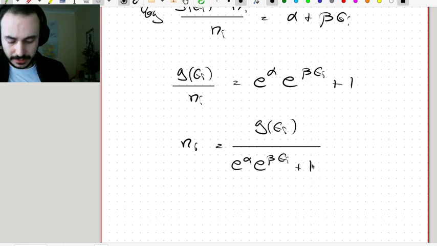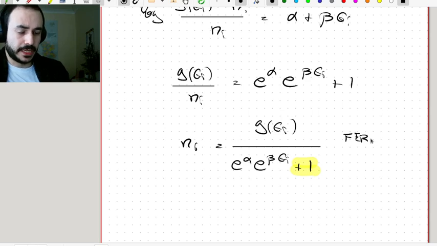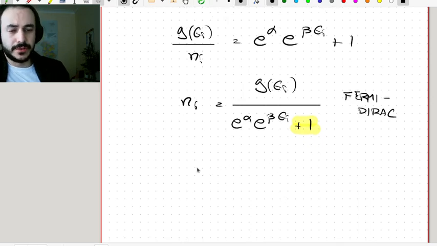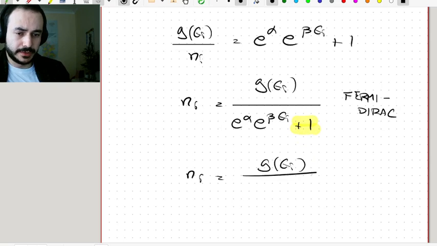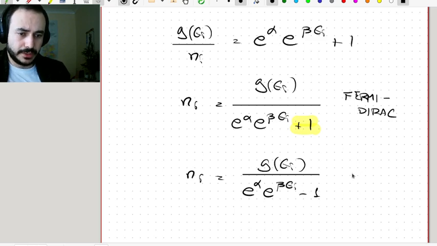Okay, so this is the key difference. Now we have plus 1 in this Fermi-Dirac statistics. And in the case of the Bose-Einstein, we had a minus 1. Okay, so this is Fermi-Dirac. In the case of Bose-Einstein, we had a similar thing, but with a crucial difference, which is this minus sign. So the behavior is completely different. This is Bose-Einstein.